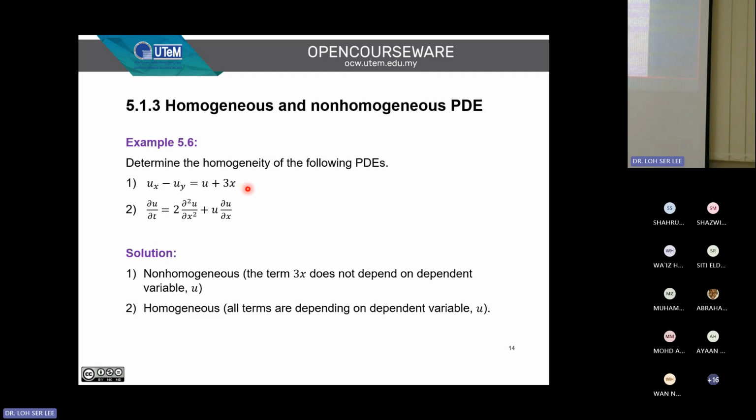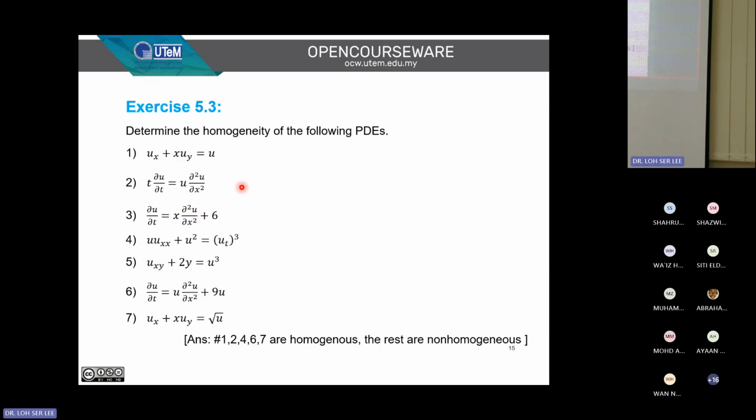Homo or non-homo? Non-homo because 3x is free from u. Okay, number 2, homo because you see the u in every single term. Okay, now we look at this exercise.